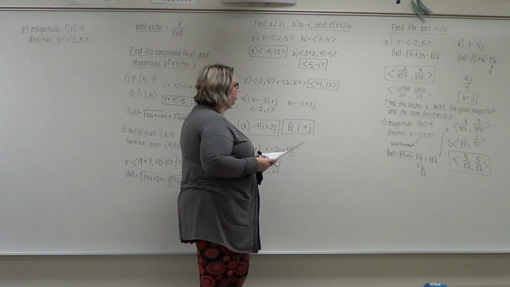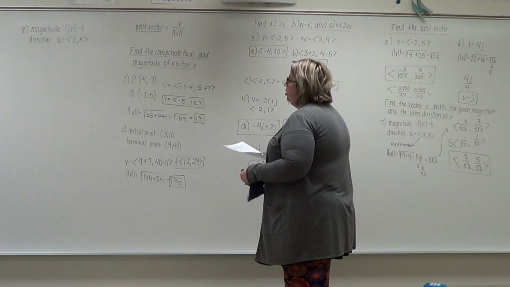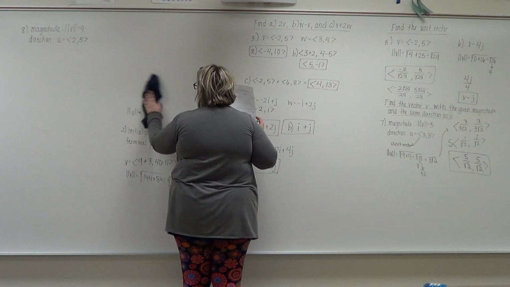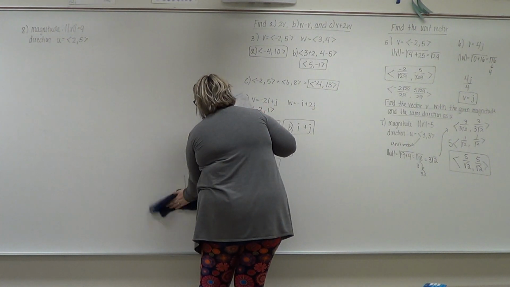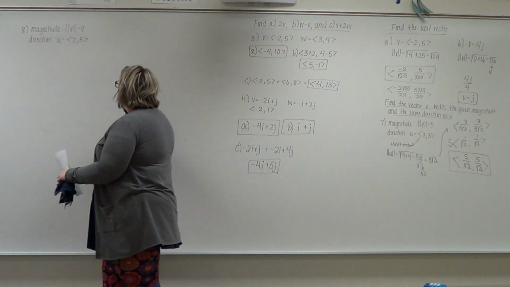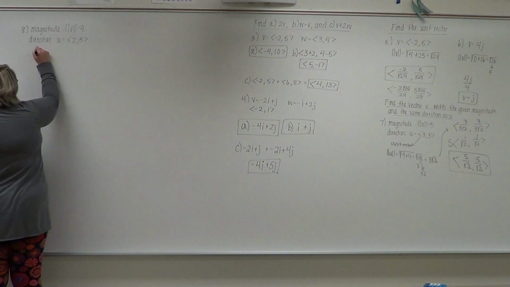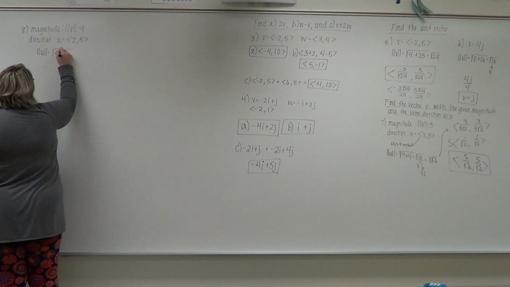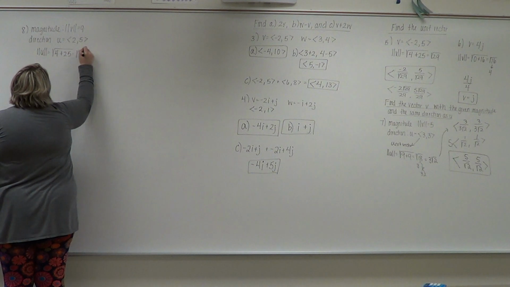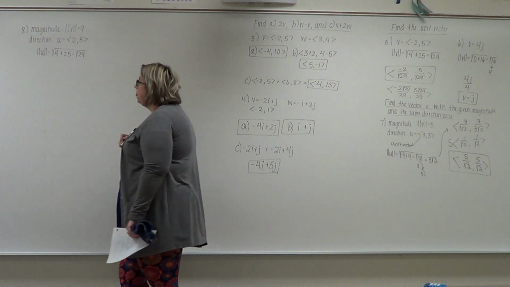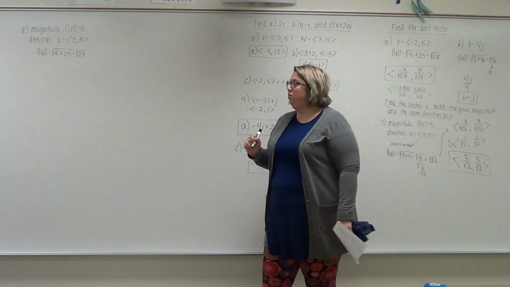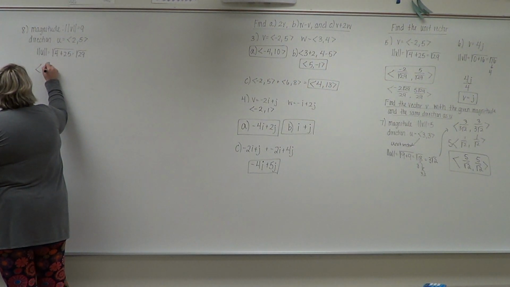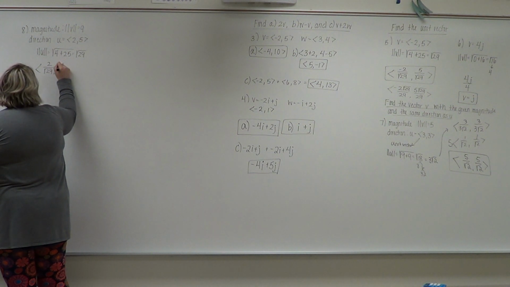Okay, so same directions, another problem. So the very first thing I need to do is find the unit vector of u. To find the unit vector, I need to find u's magnitude. So I do the magnitude of u, which would be the square root of, well, 2 squared is 4 and 5 squared is 25. So this would be the square root of 29. So that means my unit vector would be 2 over square root of 29, 5 over square root of 29.